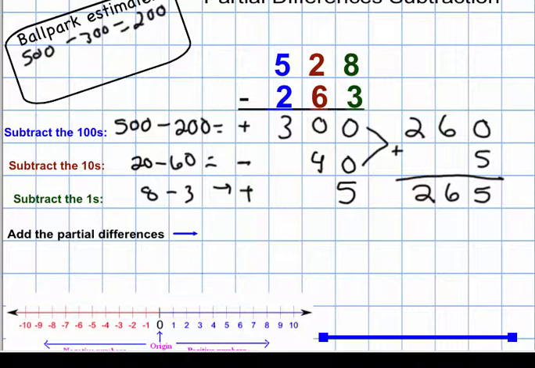This might work better for you, or you might enjoy counting up more, or you might enjoy the traditional method a little bit more. That's all for today. Keep practicing, and we'll see you guys later.